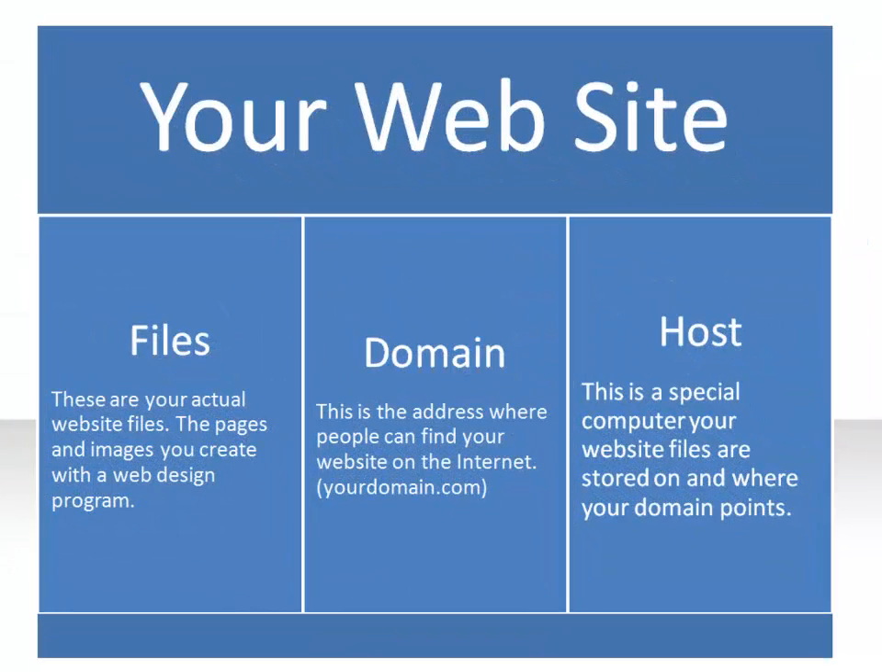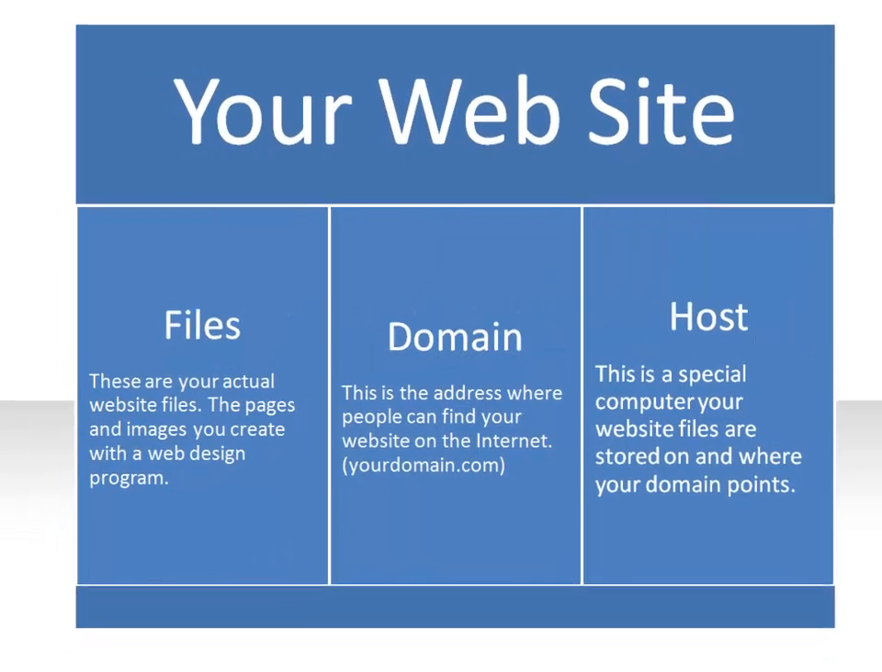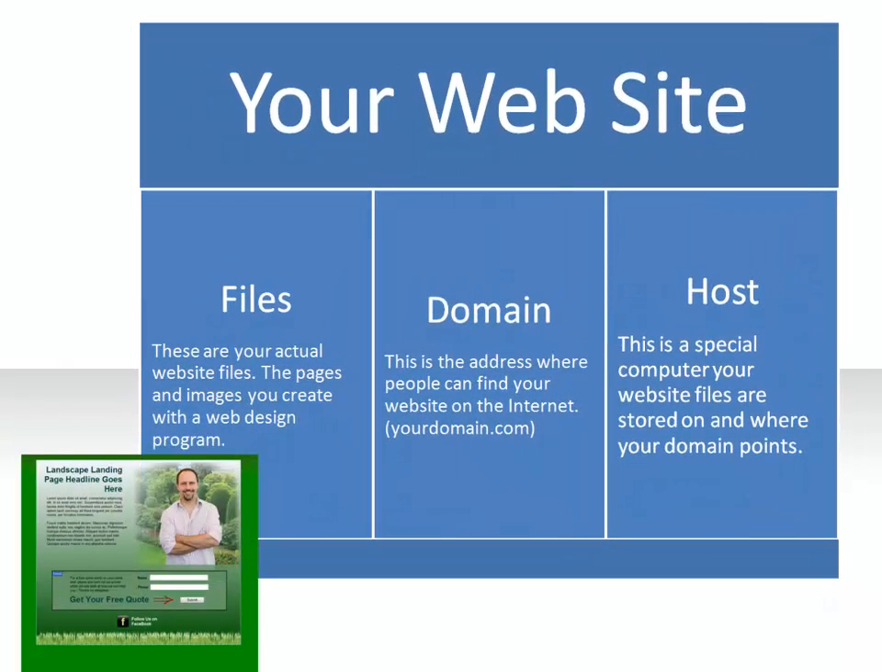In order to have a website on the internet, there's three things you have to have. The first thing you'll have to have are some website files. These are your actual website files, the pages and images that you create with the web design program. But just having those files doesn't give you a website on the internet. It just gives you some website files, but you do need them.